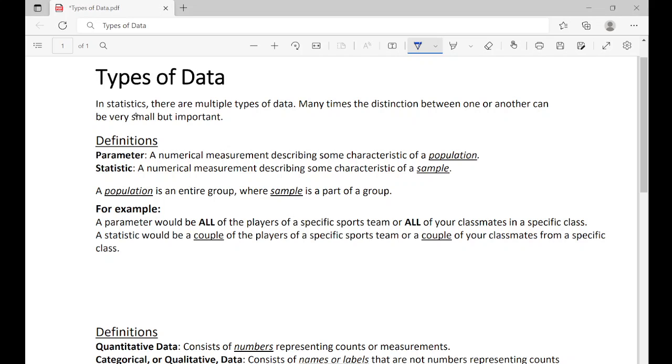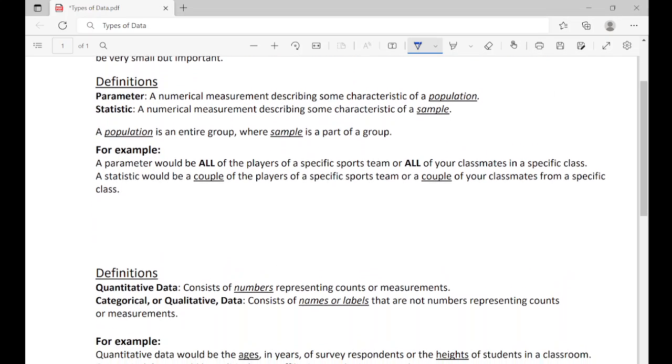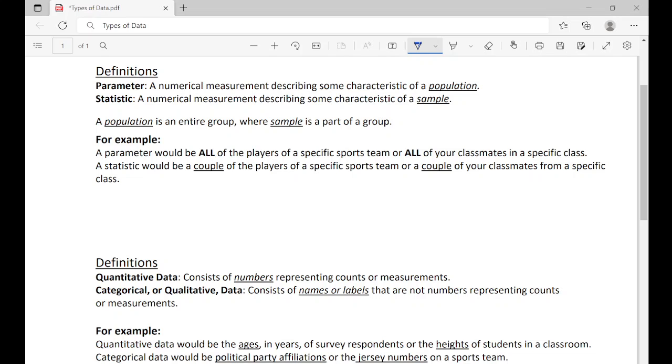In statistics, there are multiple types of data. Many times the distinction between one or another can be very small, but it is important. So you need to know the difference between different kinds of data. So let's start off with the most basic kinds.